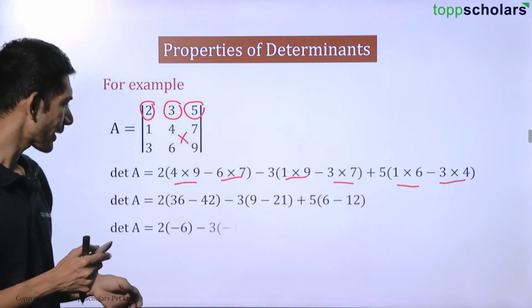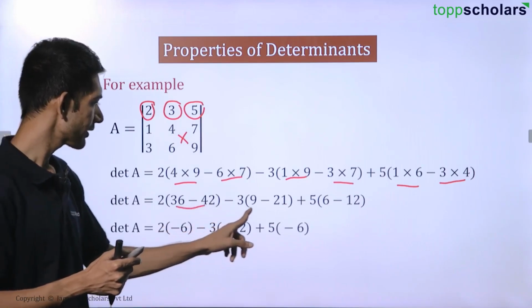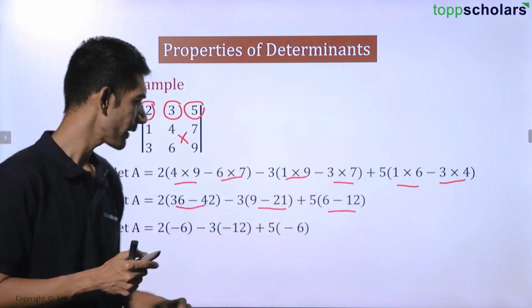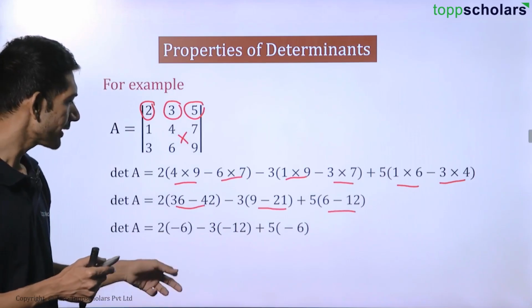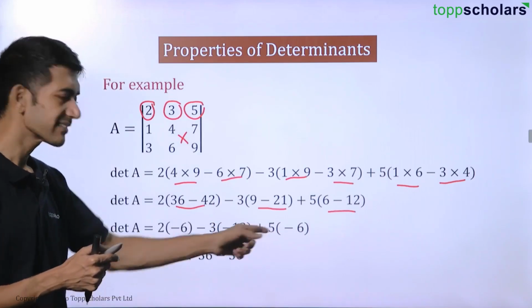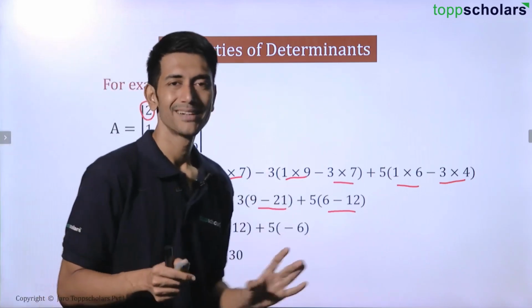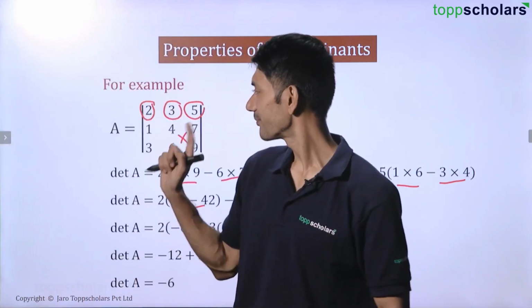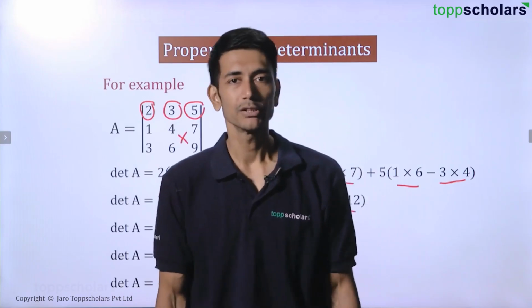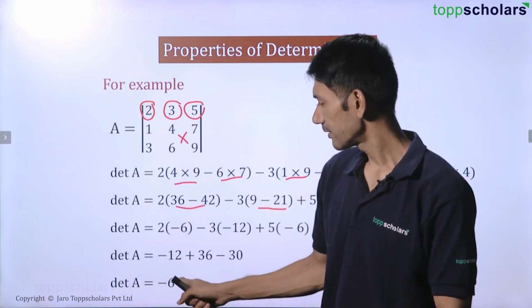Solve it further, subtract. This becomes minus 6, this becomes minus 12, this becomes minus 6, this will become minus 12, that will become plus 36, and then minus 30. The final answer that you get is minus 6. Okay, so we solved this and we got the determinant. How much? We got the determinant as minus 6.